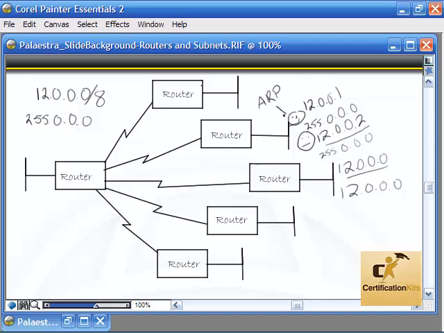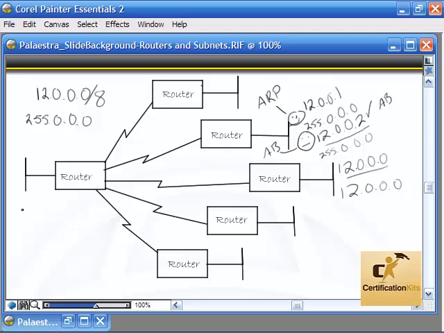ARPs. It sends out an ARP. It says, hey, 12.0.0.2, I need your MAC address. And his MAC address might be AB. He sends it back over. Hey, my MAC address is AB. And then he takes the MAC address, packages the information, puts the MAC address on there, sends it out.